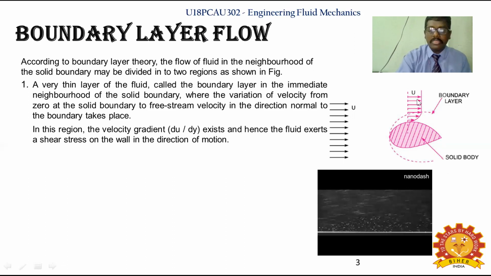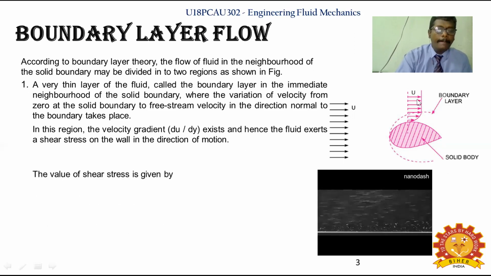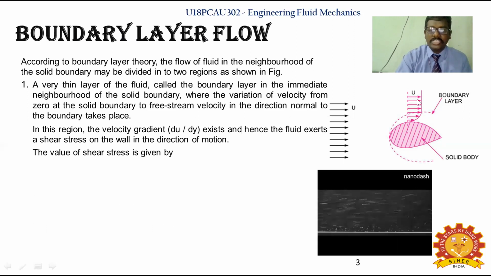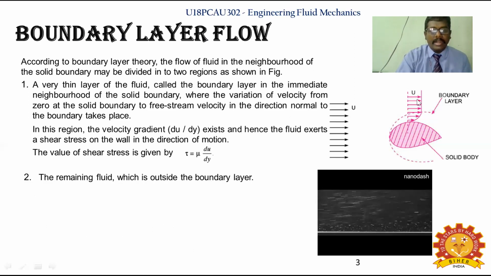This is what we had seen in case of viscosity also, the same tau equal to mu into du by dy. So that's the value of shear stress, given by tau equal to mu into du by dy. And the second region, if you're seeing the remaining fluid, which is outside the boundary layer. So one is inside the boundary layer, that's what you had seen, zero velocity to free stream velocity capital U.